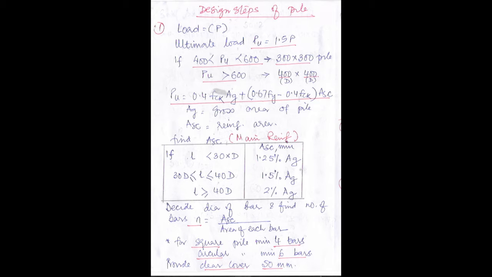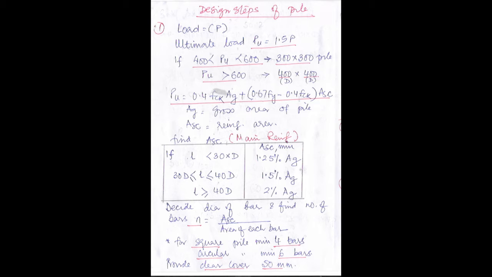Next, in the limit state method, the ultimate load is equal to 0.4 FCK AG plus (0.67 FY minus 0.4 FCK) ASC. Let us look at the notations.